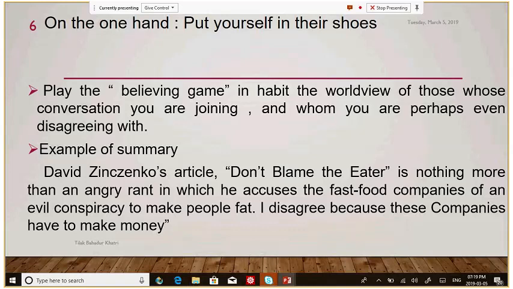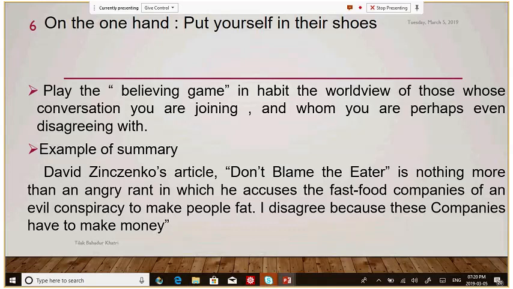Play the believing game. Inhabit the view of those whose conversation you are joining and whom you are perhaps even disagreeing with. We are joining in conversation, but I am disagreeing with others' views. In this case, summarize using the following example. Here is one example. David Zinczenko's article, "Don't Blame the Eater," is nothing more than an angry rant in which he accuses the fast food companies of an evil conspiracy to make people fat. I disagree because these companies have to make money.